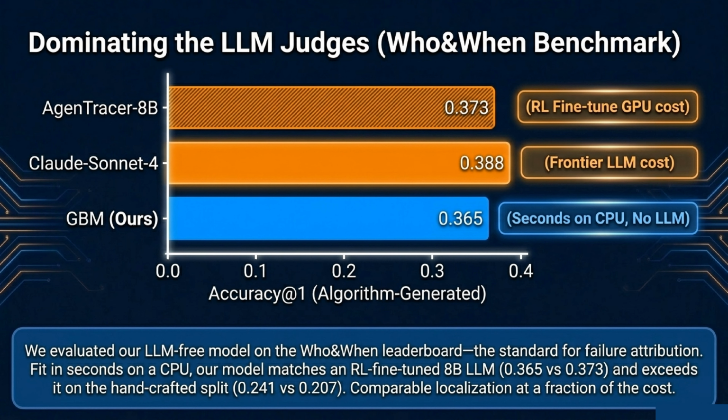We also evaluated our LLM-free model on the Who and When leaderboard, which is the standard benchmark for failure attribution. Fitting in just seconds on a CPU, our model matched the performance of an RL fine-tuned 8B LLM, scoring 0.365 versus 0.373, and even exceeded it on the handcrafted split, scoring 0.241 versus 0.207. We deliver comparable localization at just a fraction of the cost.